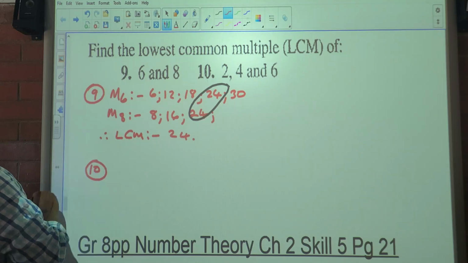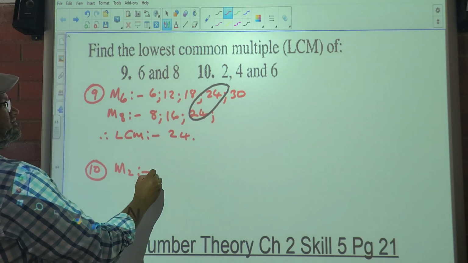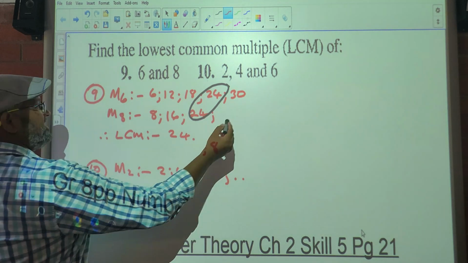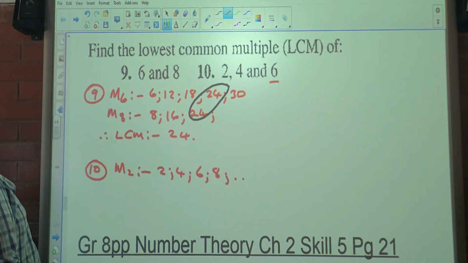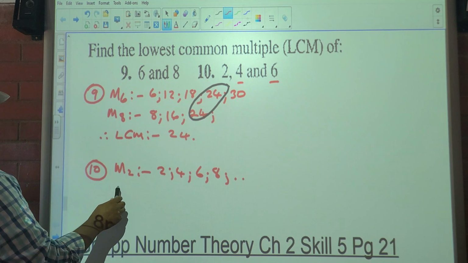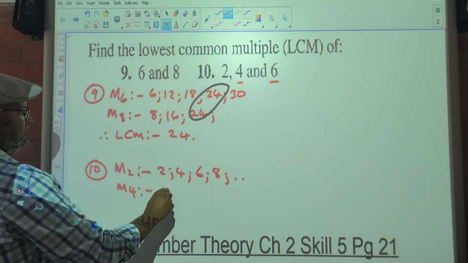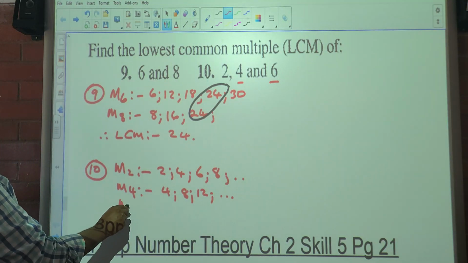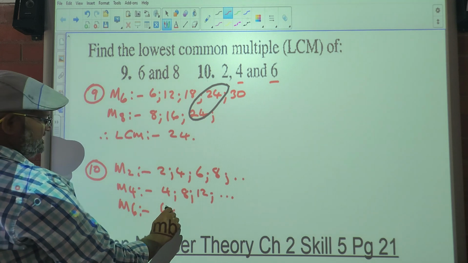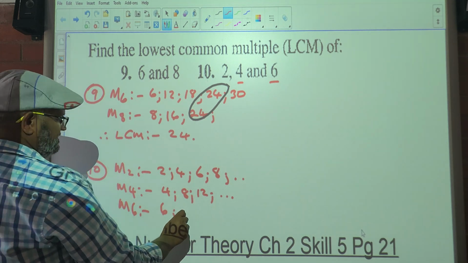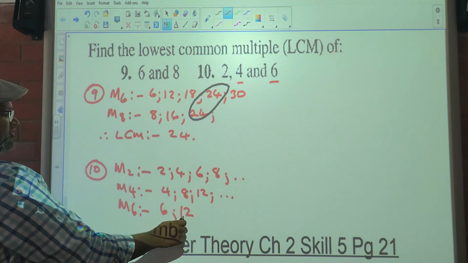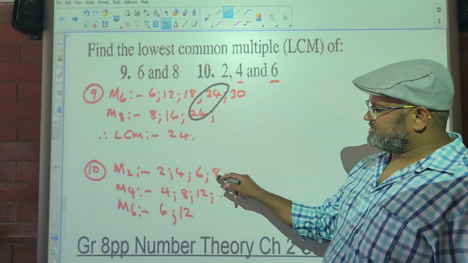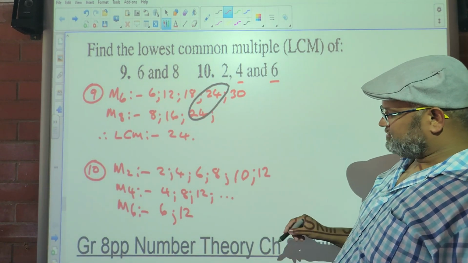Let's look at number 10. What are the multiples of 2? 2, 4, 6, 8, and so on. So there, I see I got 6, and I got 4. So let's just stop here. The multiples of 4 is 4, 8, 12, and so on. Multiples of 6? 6. So 6 is not in 4, so I have to go further. 12. 12 is in 4, correct? Multiples of 4. So 12, let's check if 12 is here. So it's 2, 4, 6, 8, 10, 12. So 12 is in all 3.